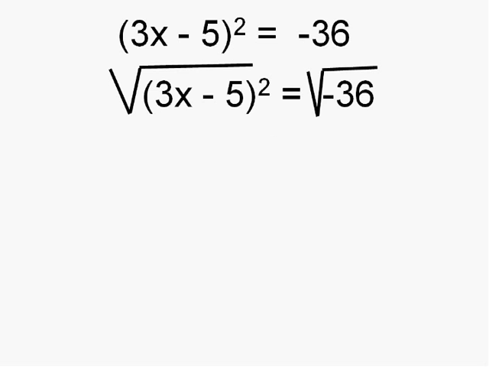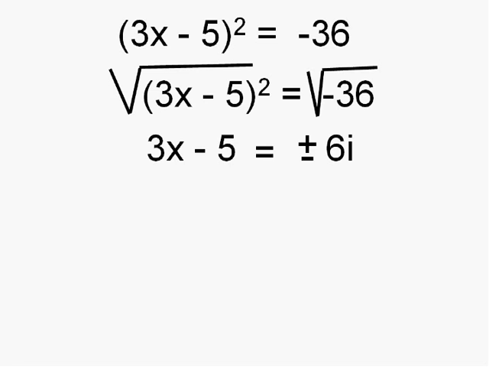Okay, seems reasonable. On the left side, we'll have just 3x minus 5 because we undid the squared. On the right side, we've got the square root of a negative number. You actually can't get a real answer to that because the square root of a negative number is an imaginary number, because it involves the square root of negative 1, or i. So we'd get basically the square root of negative 36 is 6i, but it has 2 answers. Plus or minus 6i. Okay?